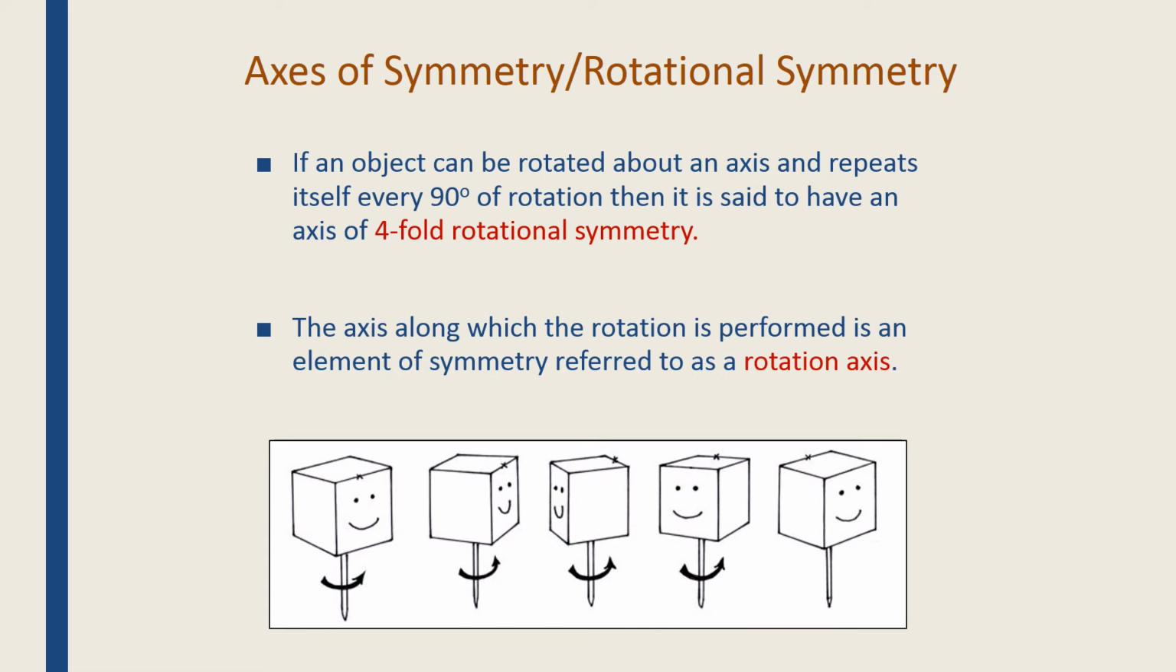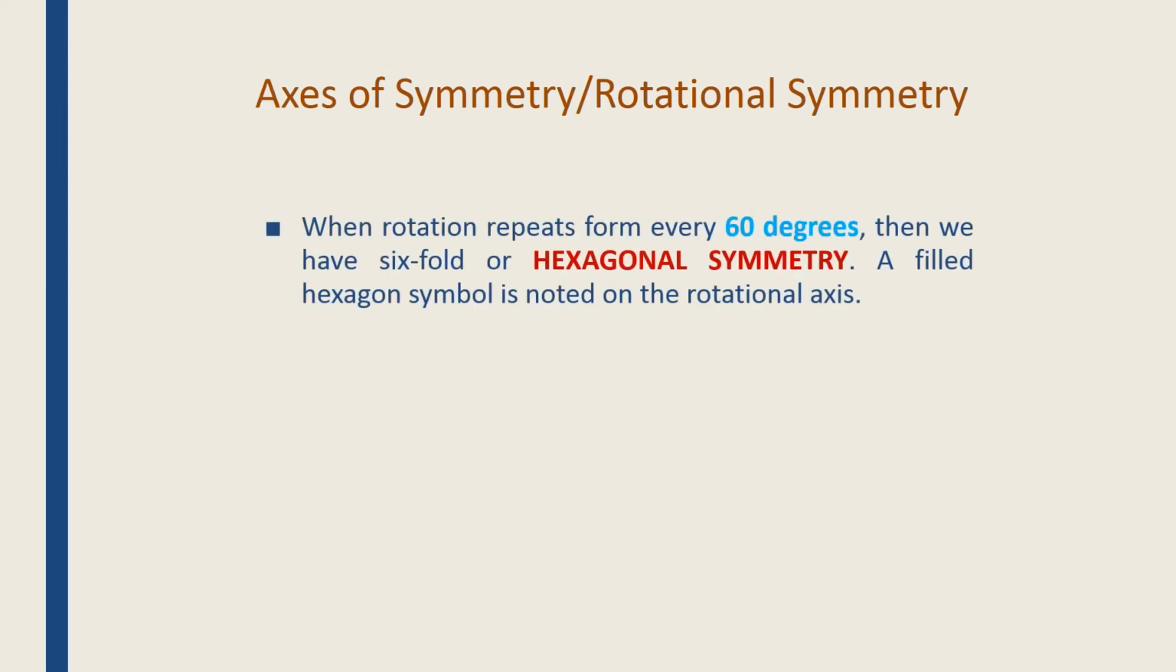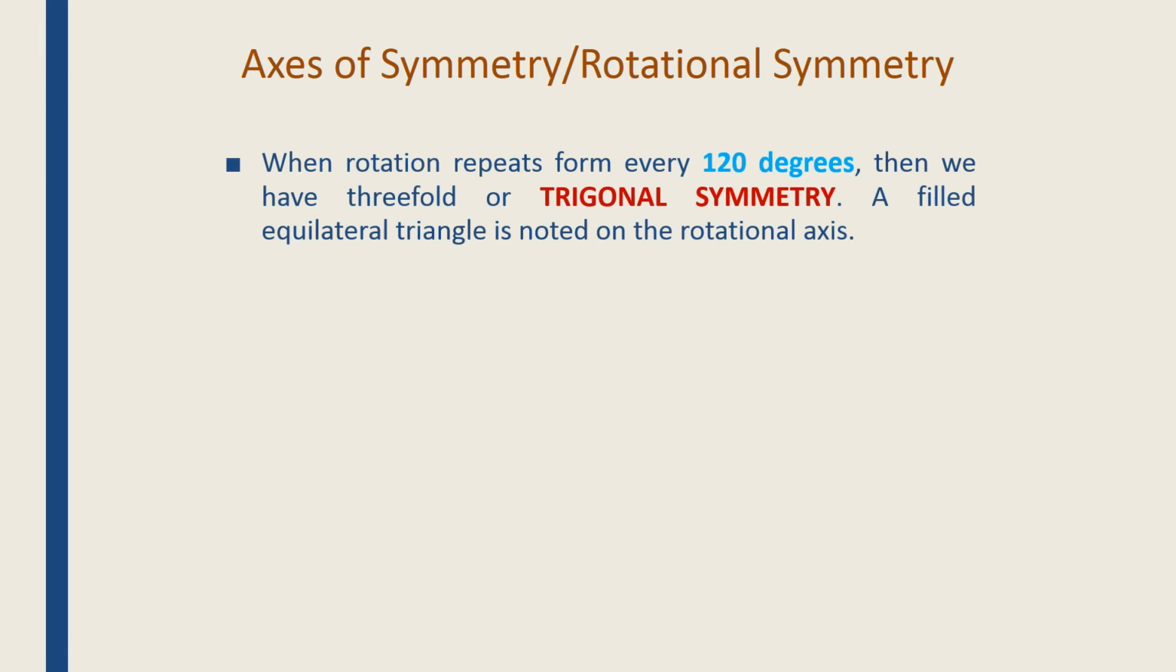As you can see, this cube with a smiling face rotates, so it repeats itself 4 times. But when rotation repeats every 60 degrees, then the symmetry is hexagonal, and we express that with a filled hexagonal symbol, as you will see in the figure. Same thing with trigonal symmetry, but with a different angle. Here we have 120 degrees.